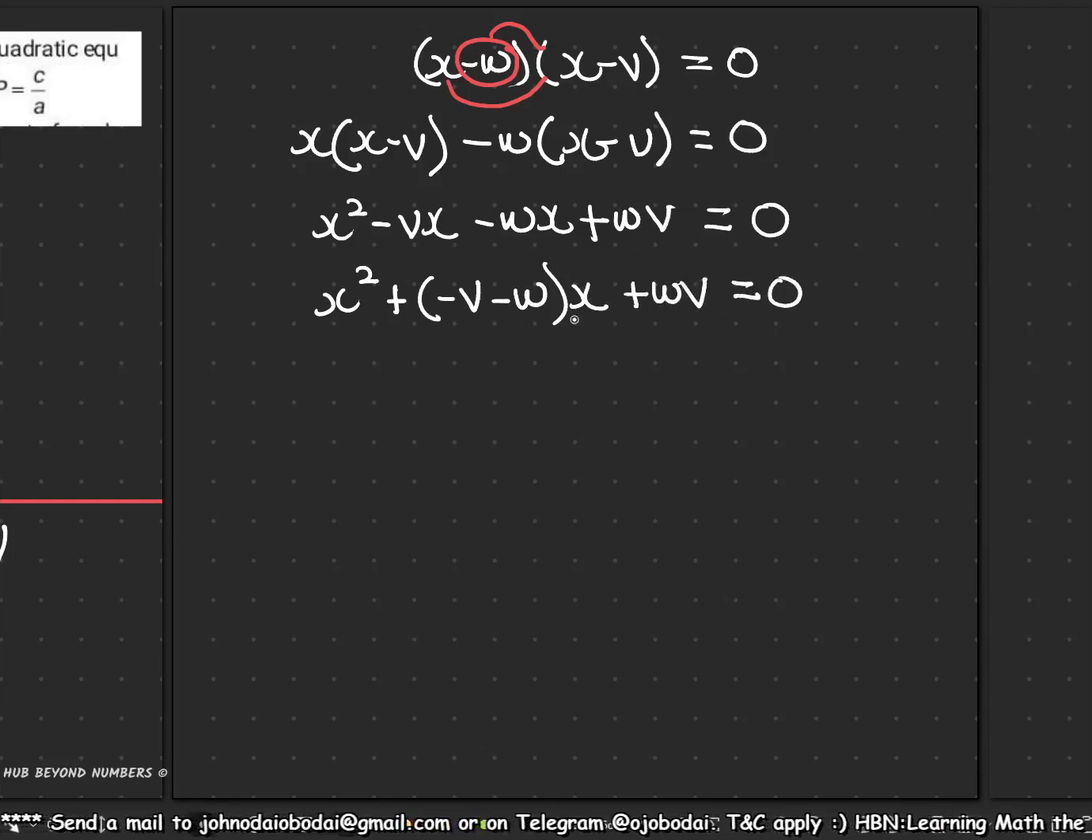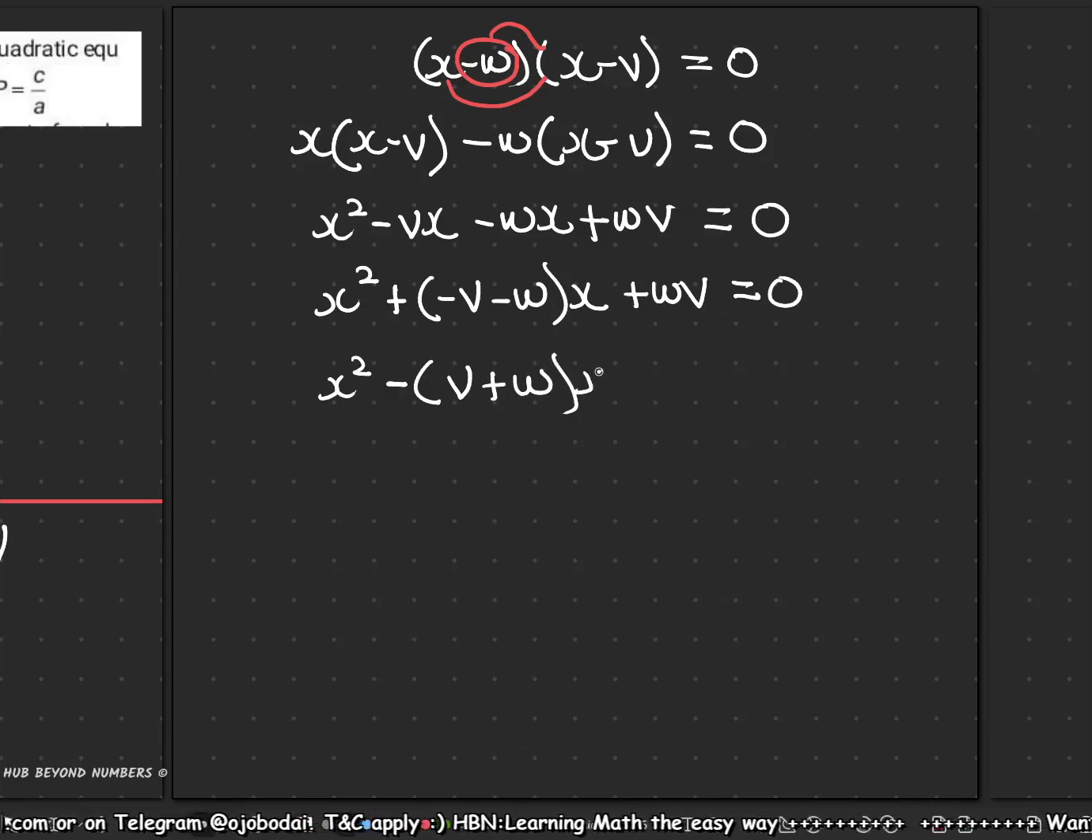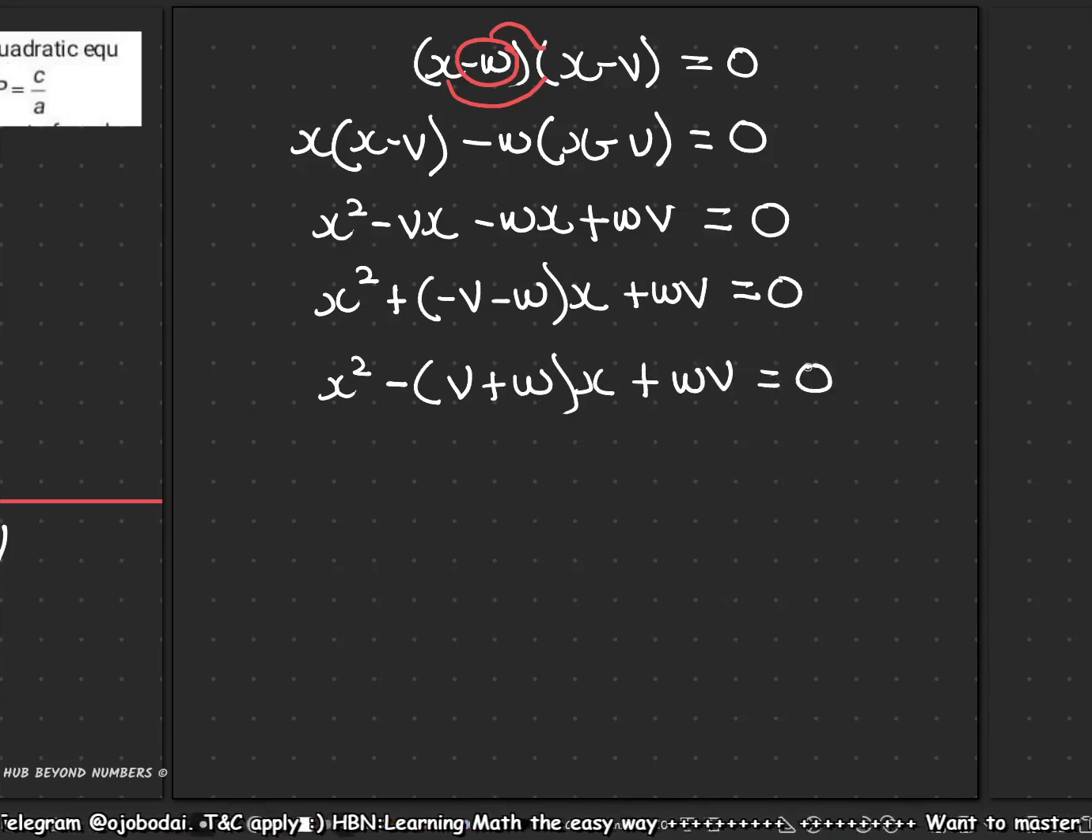is equal to 0. Since there are negatives on these both, we're going to get x squared, and factorizing the negative out, we have negative into bracket our v plus w. Now it becomes plus because the negative has been factorized out. Do you get it? Yeah. Then our x comes out plus wv is equal to 0.